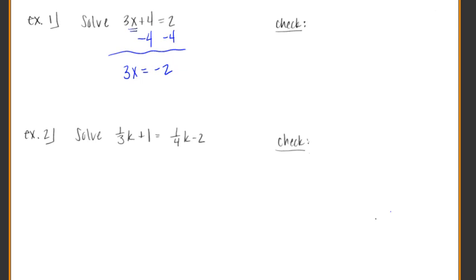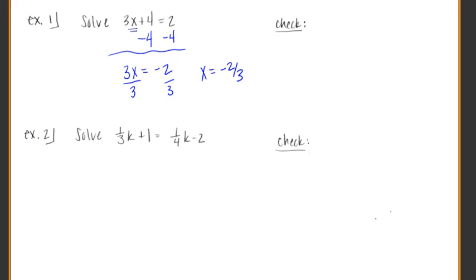And then last but not least, just to get x all by itself, we want to get rid of the coefficient in the front. Since 3 is multiplied to x, it's not added or subtracted, it's multiplied. To break multiplication, we do division. So x is equal to negative 2/3, and that would be our answer.